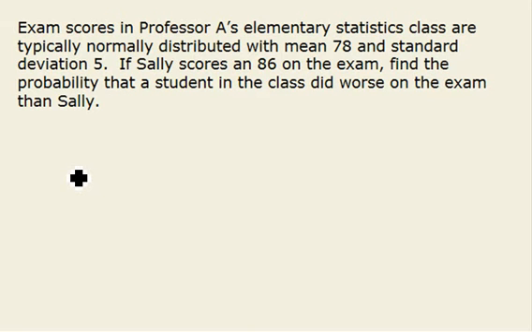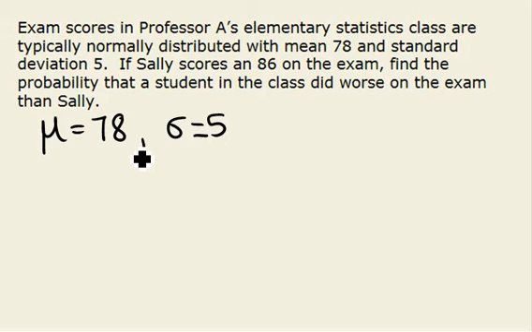We have that exams in Professor A's elementary stats class are normally distributed with a mean of 78 and a standard deviation of 5. So the info that we have from the problem is that mu is equal to 78 and sigma is equal to 5. Now, Sally scores an 86 on the exam. So what we want to know is what's the probability that a student in the class did worse on the exam than Sally?